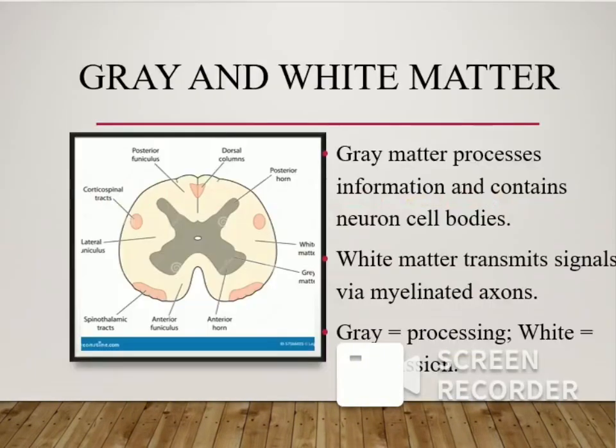The gray matter is primarily involved in processing information. It contains the neuron cell bodies and interneurons. The white matter contains bundles of myelinated axons that transmit signals to and from the brain.